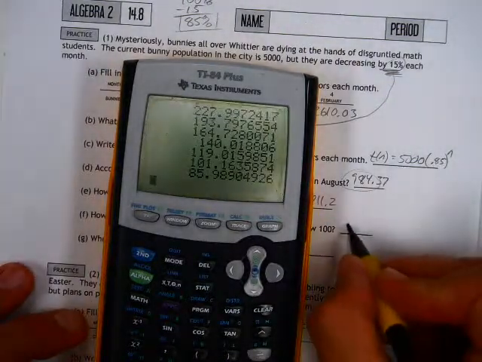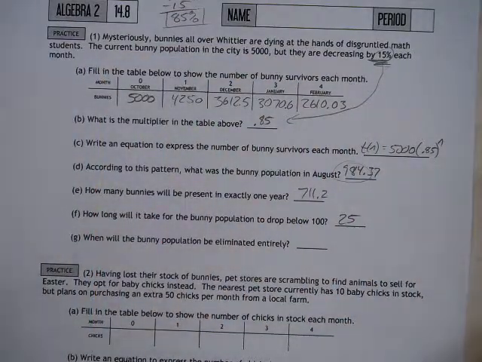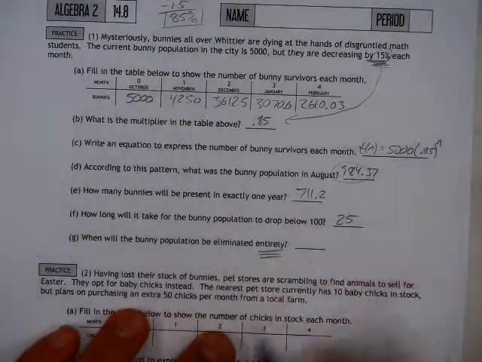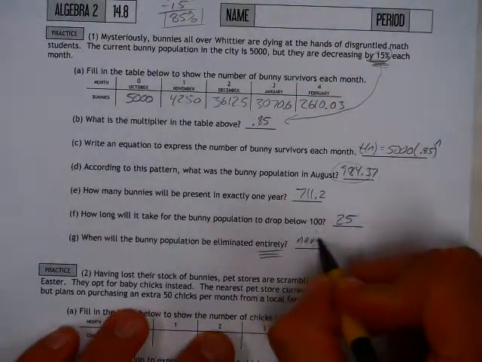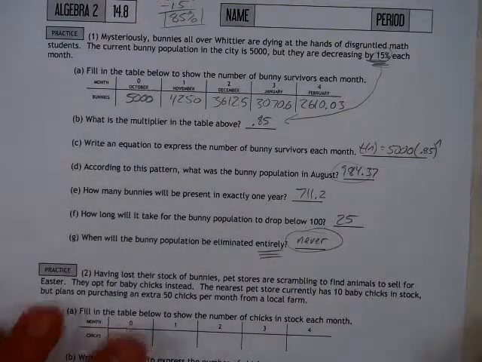Thank you. It took 25 months for it to fall below. And when will the population be eliminated entirely? Never. Okay, never is the answer, in that there will be portions of bunnies somehow running around.